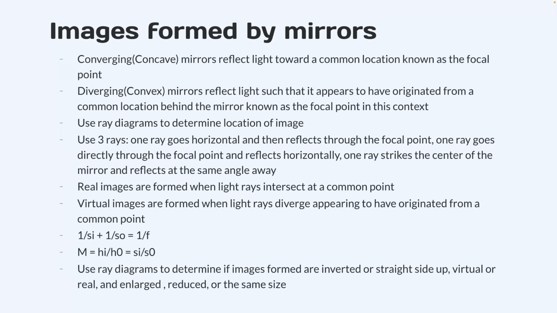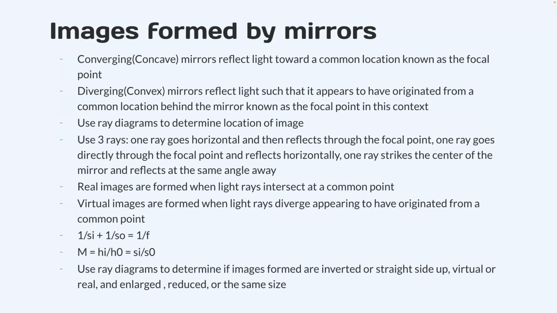In the ray diagrams, we draw 3 rays. The first ray goes from the source horizontally. It hits the mirror and reflects through the focal point. One ray goes directly through the focal point, and then it reflects horizontally. And the final ray strikes the center of the mirror, and by the law of reflection, it reflects at the same angle.